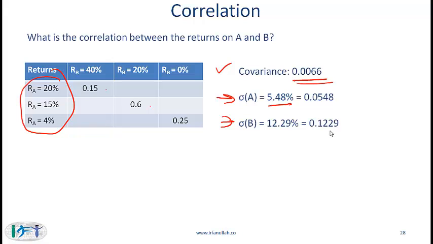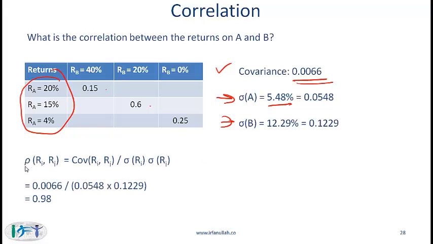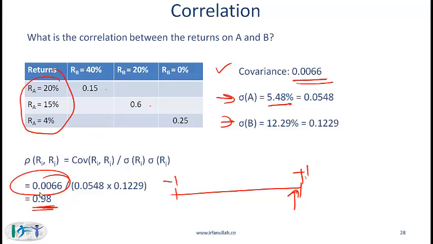Given these numbers, you simply plug into the formula and you come up with a correlation of 0.98. Notice that this correlation of 0.98 is very close to 1, and this tells us that the correlation between the two stocks is very strongly positive. So it is almost 1, and this number is much more meaningful than 0.0066.